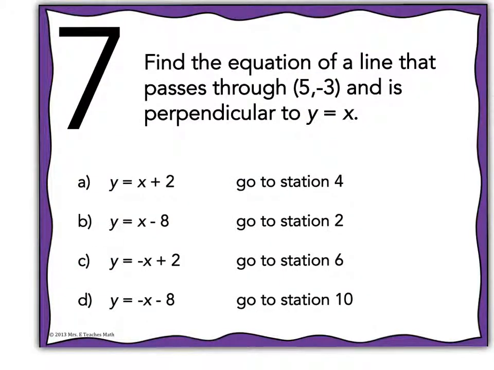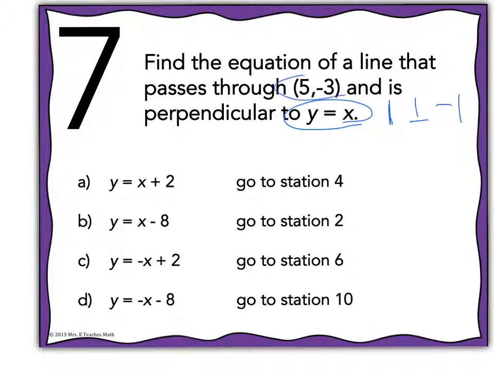Okay, I want to be perpendicular to y equals x. So as it stands, the slope right now is +1. So if I want to be perpendicular, my slope would be -1. Remember, perpendicular is opposite reciprocal. So it was positive, now it's negative. 1/1, flip it over, it's still 1/1. So -1, +1 are opposite reciprocals.